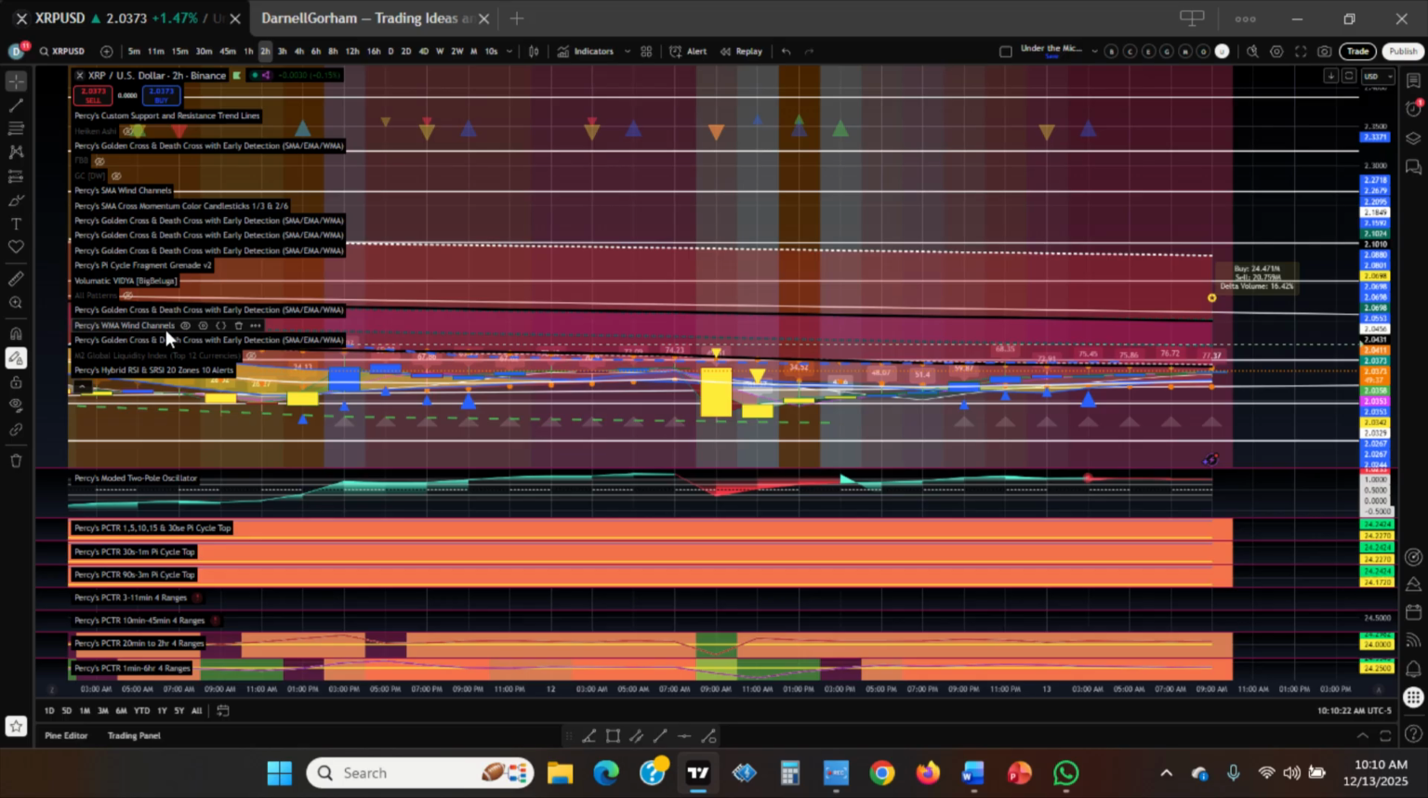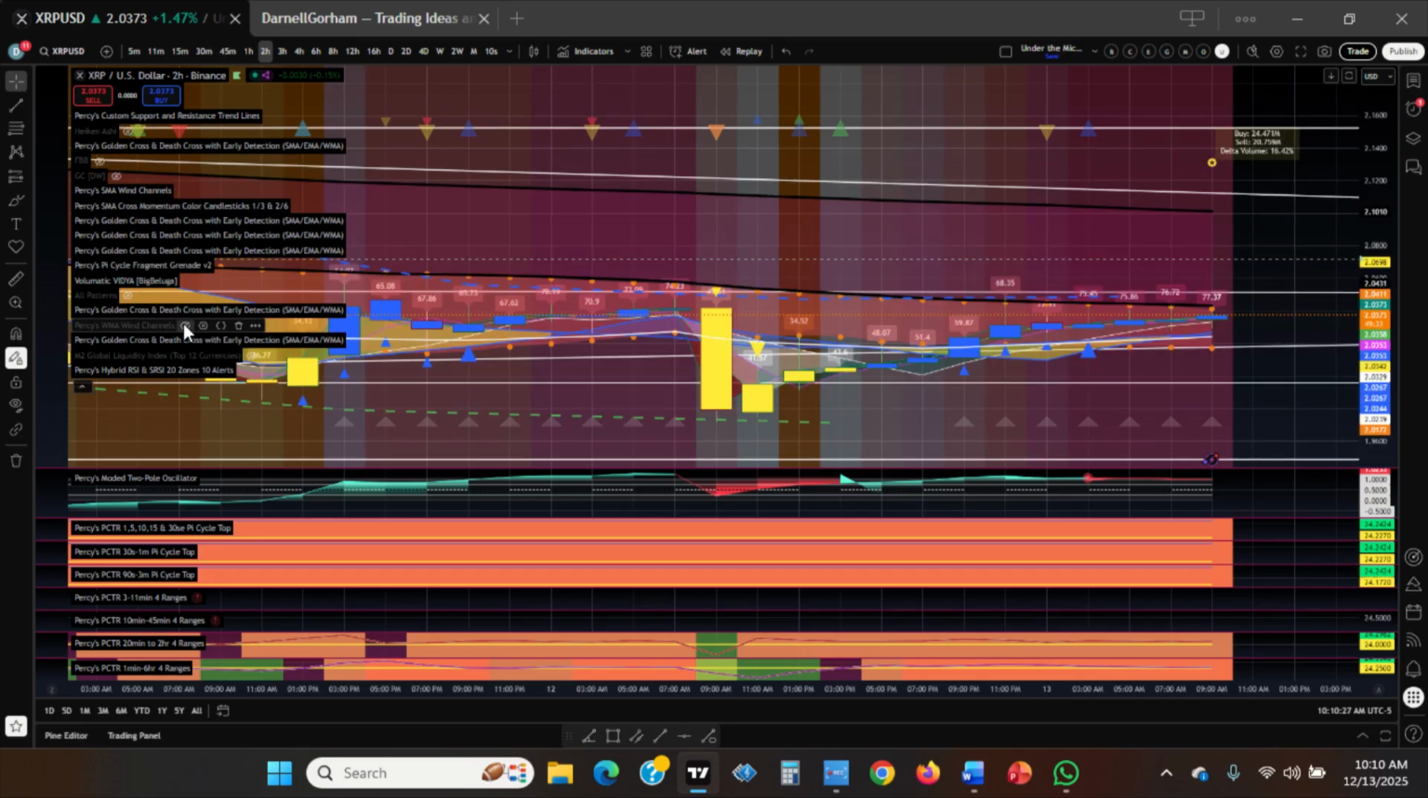Shall I take this away? Will it give us better width of the candle? So I temporarily took the 111 and the 700 simple moving averages away, the wind channels, or I should say weighted moving averages. And you can see the pi cycle top gave you a great entry point.